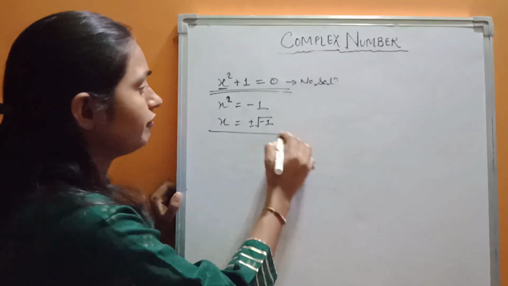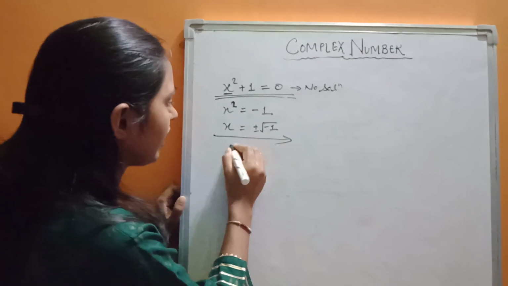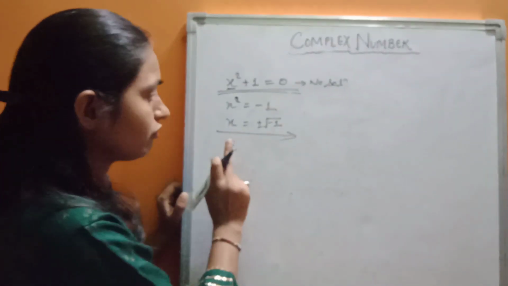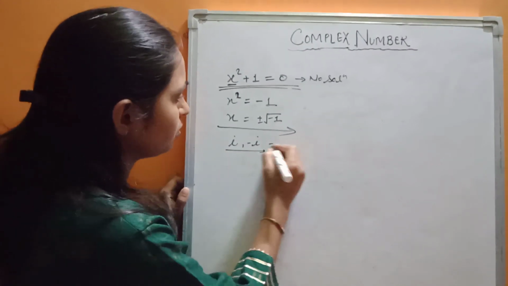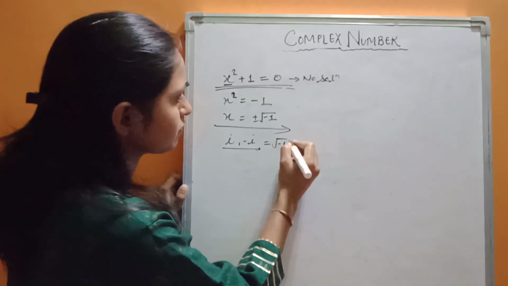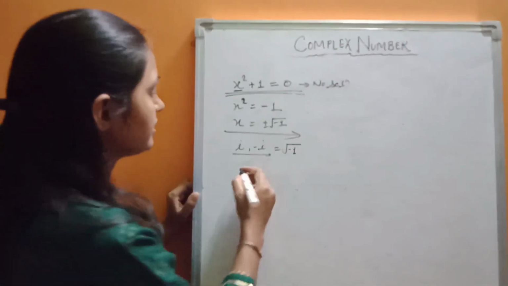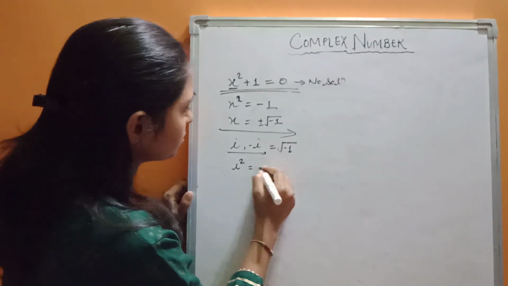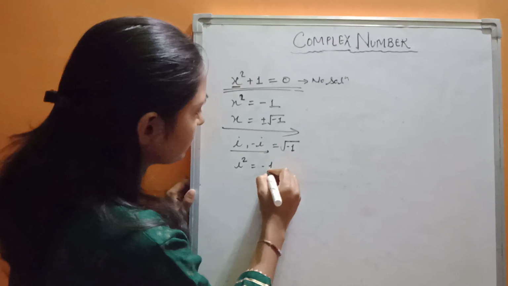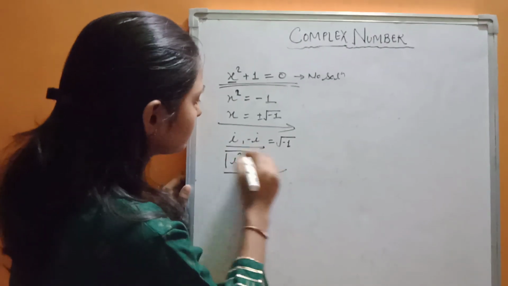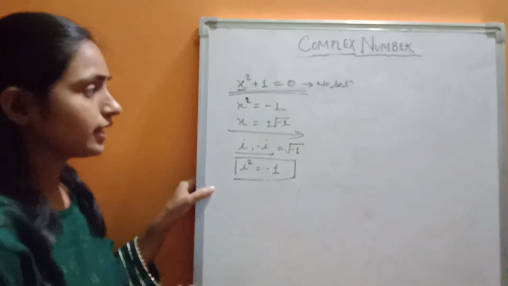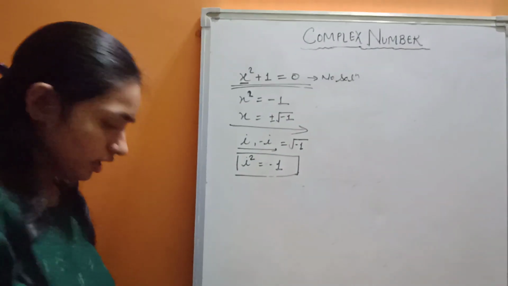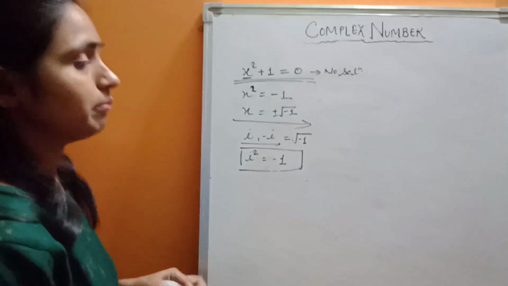So what we can see here is that the value of i or minus i is the value of under root minus 1. Okay? It means we can solve i square is equal to minus 1. We put this value of i square from this question. So now we will solve other problems based on this.